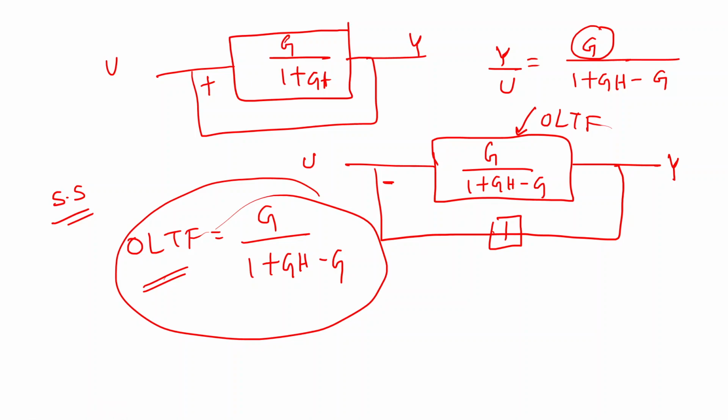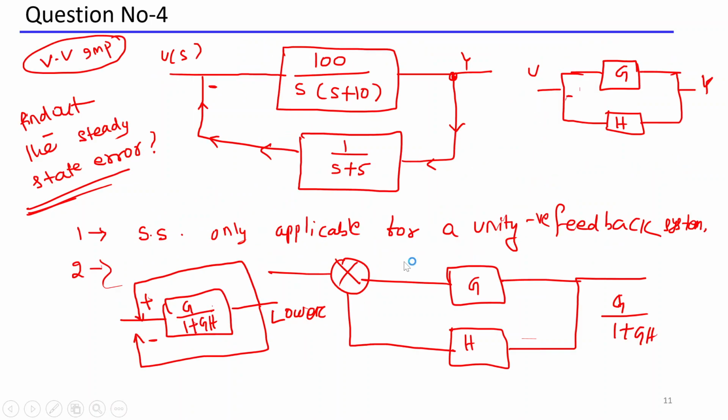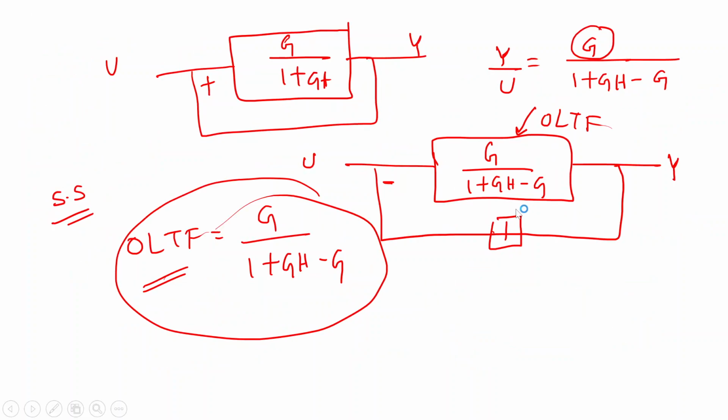If any doubt, tell me, I will explain it again, but try to understand what I am doing. Any non-unity feedback system, you add a positive feedback, add a negative feedback, solve for the positive feedback, and keep the negative feedback because it is required to find the steady state error. So the expression I have already written is G divided by 1 plus GH minus G. In my previous question, 100 divided by S into S plus 10 is your G, and this one is your H. Solve this expression G divided by 1 plus GH minus G and tell me what the answer is.